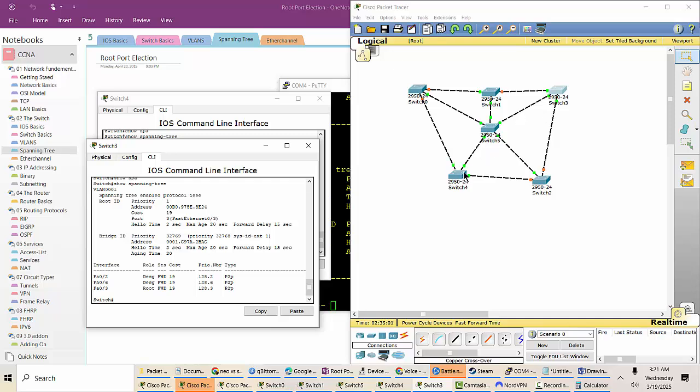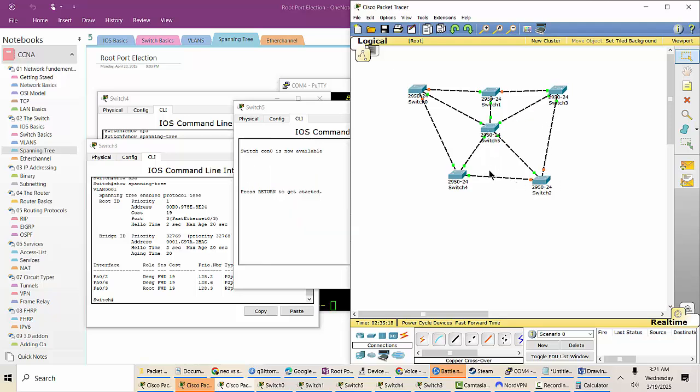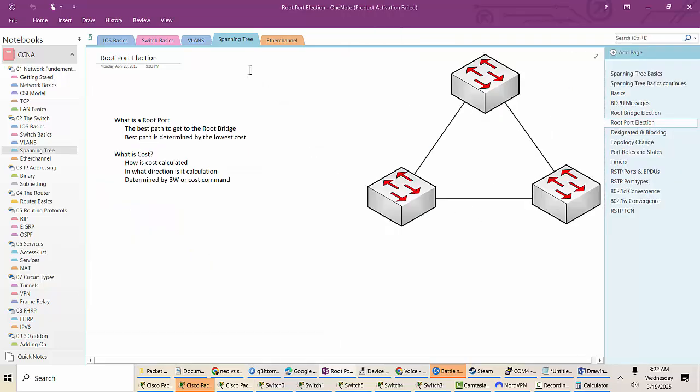Now, again, let's think about this. We are worrying about getting to the root bridge. We have a link here that's designated, and a link here that's designated. But to get to the root bridge, it's 19, 38, 38, and whatever 19 times 3 is. But this one is just 19, so it's going to be our root port. It is the lowest cost to get to the root bridge, and it becomes our root port. That is our root port election.